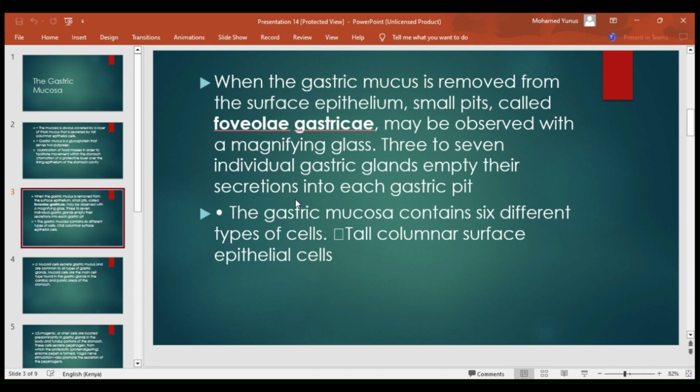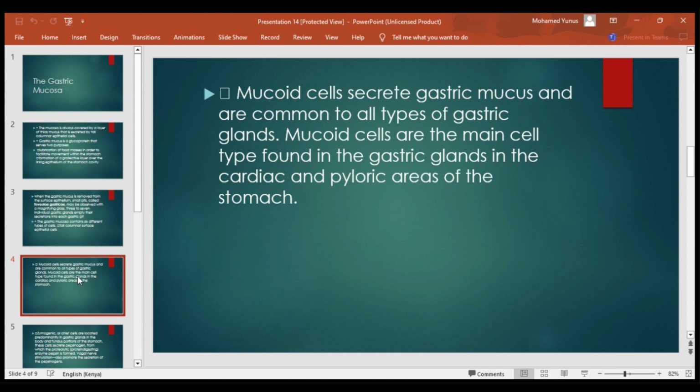So we find that 3 to 7 individual gastric glands empty their secretions into the gastric pit. The gastric mucosa contains 6 different types of cells. We have the tall columnar surface epithelial cell. We also have the mucoid cell, which secretes gastric mucus and is common to all types of gastric glands. This is the most common.